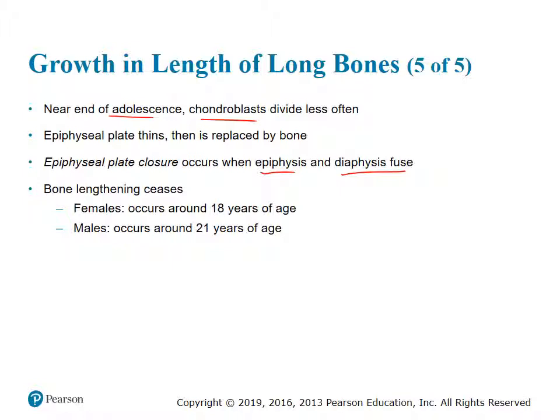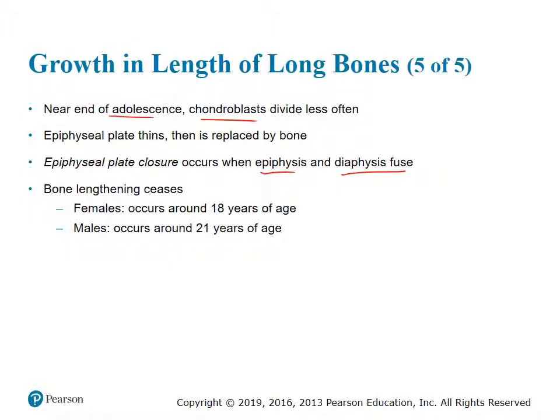But in fact, we still see a line there, okay? But that's a remnant of the old epiphyseal plate. And we now call it the epiphyseal line, because it no longer divides and grows in length. And again, at the end of adolescence, this is what happens, right?